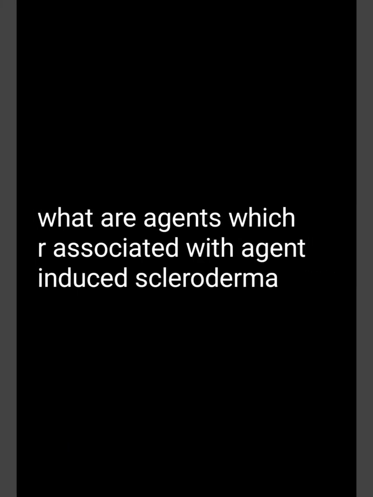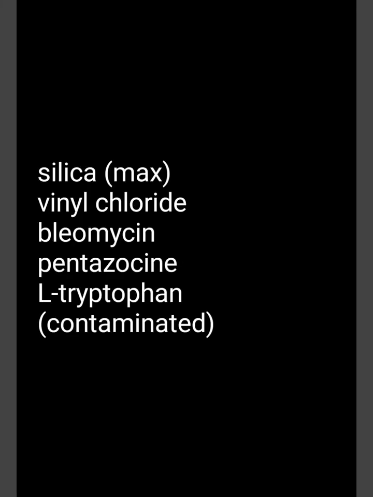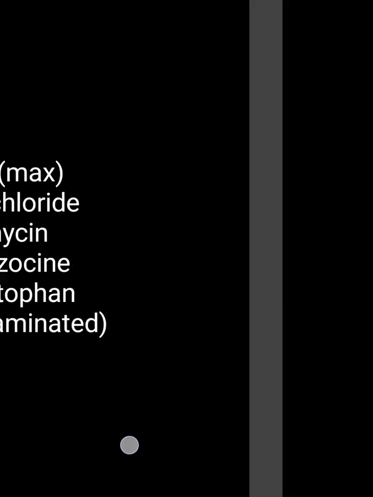Viruses associated with systemic sclerosis: EBV, CMV, parvovirus B19. What are agents which are associated with agent-induced scleroderma? Silica, vinyl chloride, bleomycin, pentazocine, L-tryptophan contaminated.